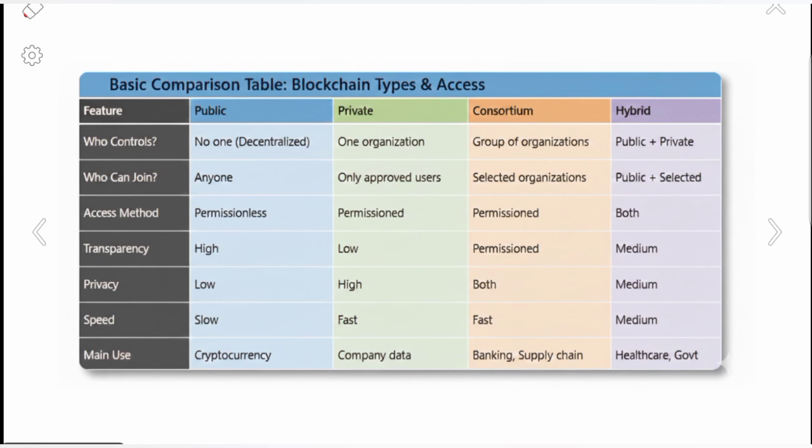The use cases are cryptocurrency for public blockchain, company data for private blockchain, banking and supply chain for consortium blockchain, and healthcare and government systems for the hybrid blockchain. So these are the different types of blockchain.